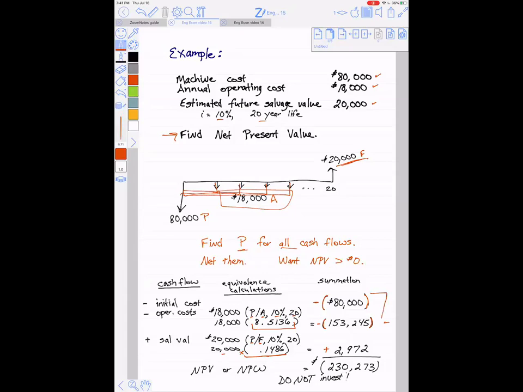Okay, then we sum all these up and we get negative 230,273, right? Because these are big negative numbers. So that's the net present value, or net present worth. We want it to be greater than 0. This one is less than 0. So the answer is do not invest in that project, unless there's some other qualitative reason to do so. It is not financially beneficial the way these cash flow estimates stand. So net present value is a negative number, do not invest.